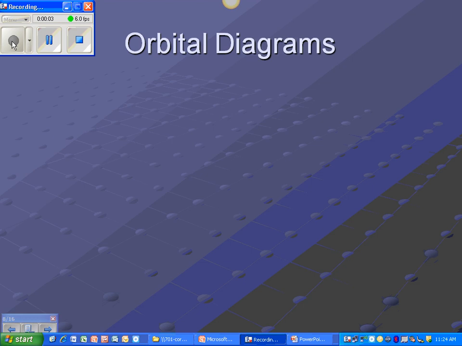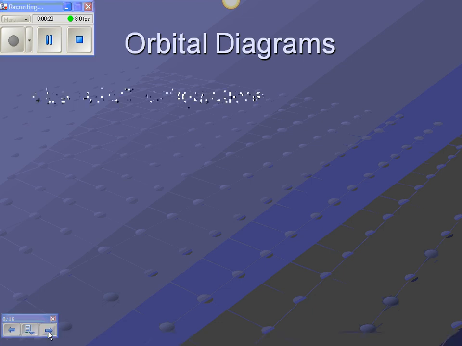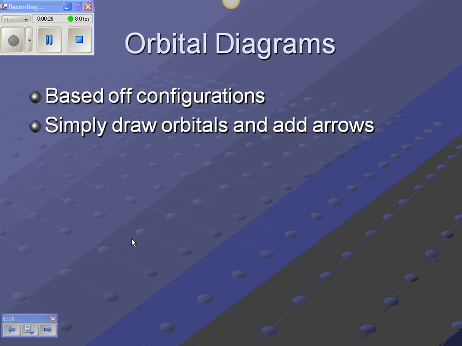Okay, so let's take a look at some orbital diagrams. What orbital diagrams do is they show exactly where electrons live within sublevels and also what direction they're going to be spinning, either clockwise or counterclockwise. The first thing you have to be able to do is an electron configuration, and then we do an orbital diagram based off of that. So, first of all, you draw out your electron configuration, then you simply draw the orbitals.